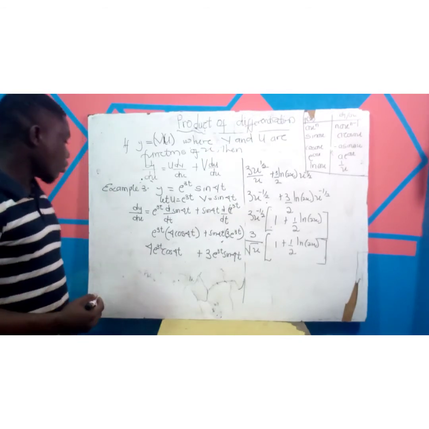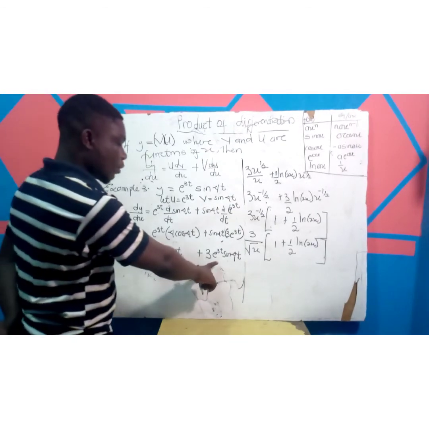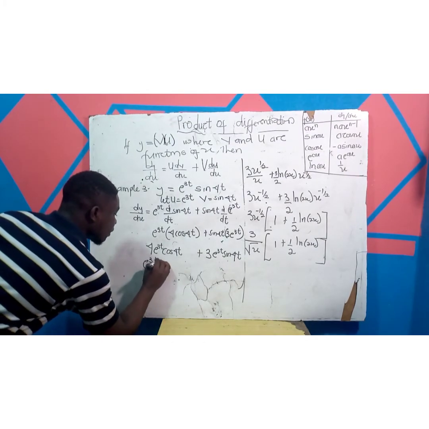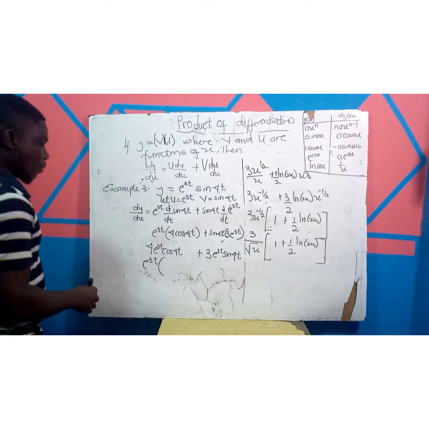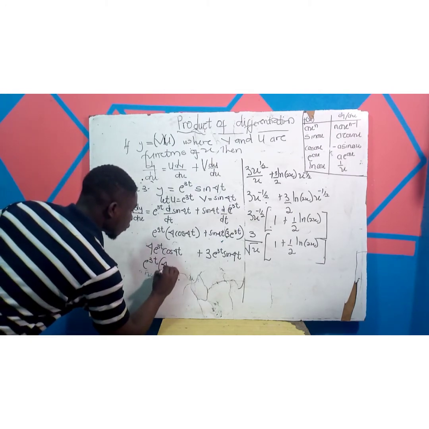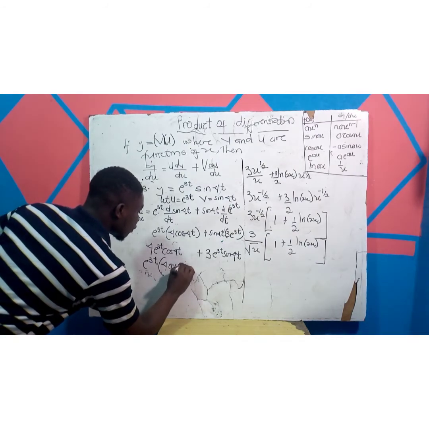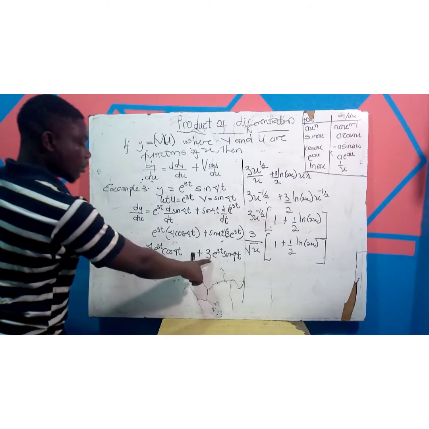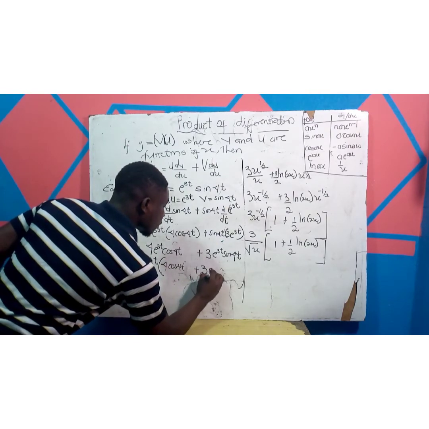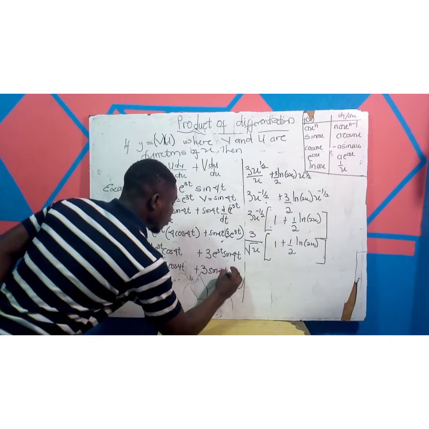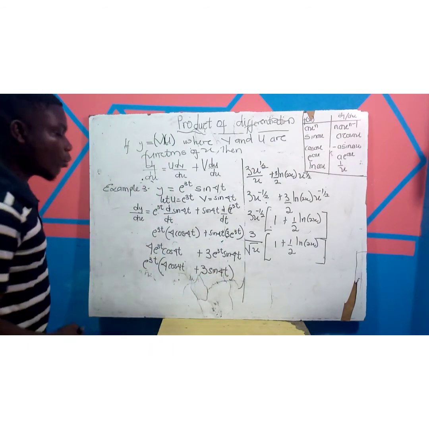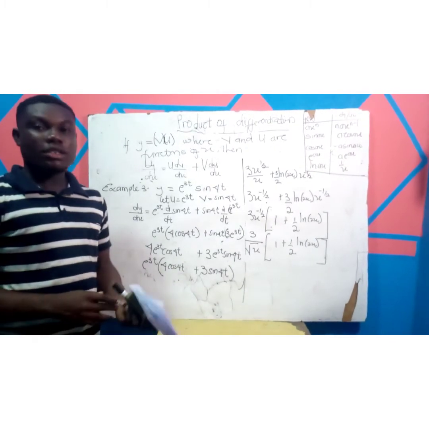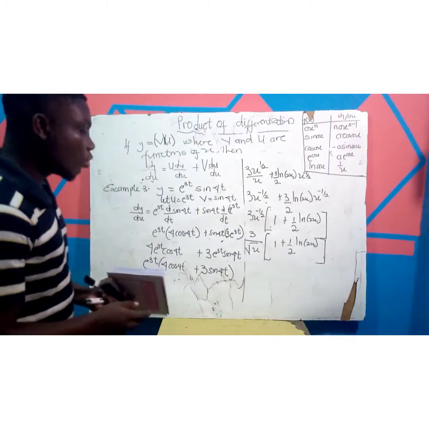Can we see any similarities over here? Yes, because we have e exponent 3t, exponential e exponent 3t. So we factor e exponent 3t out. What will be left here? 4 cos 4t plus 3 sine 4t. This will be our final answer for this example. Choosing our last example, example 4, let's look at how it will be.